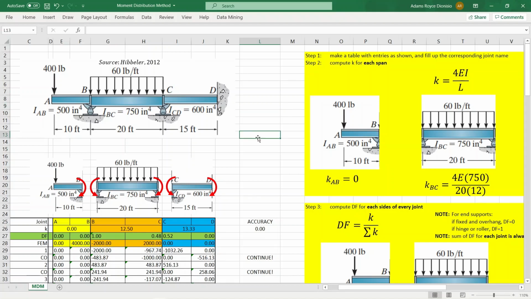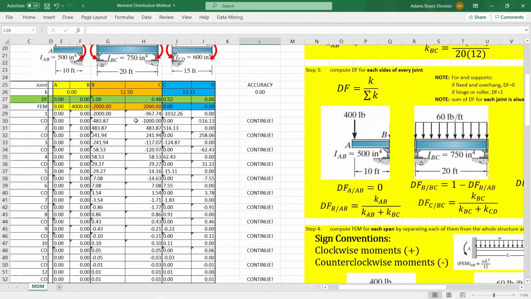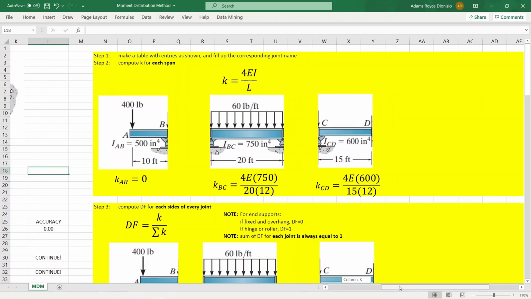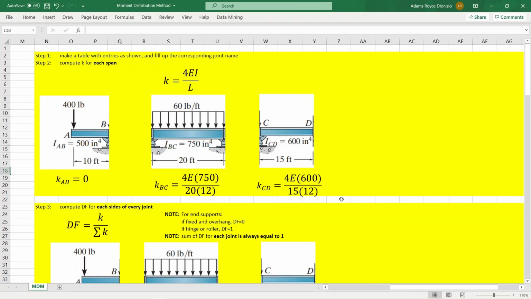Although the main focus of my video lecture for today is to share with you how to automate the different steps that must be done whenever we are using the moment distribution method. So with this video lecture, I am assuming that you already know the basic concepts of the moment distribution method. I am assuming that you already know how the procedure was derived. So the main focus of this video lecture is only the automation of the different steps or procedures that are needed to analyze a statically indeterminate structure using the moment distribution method.